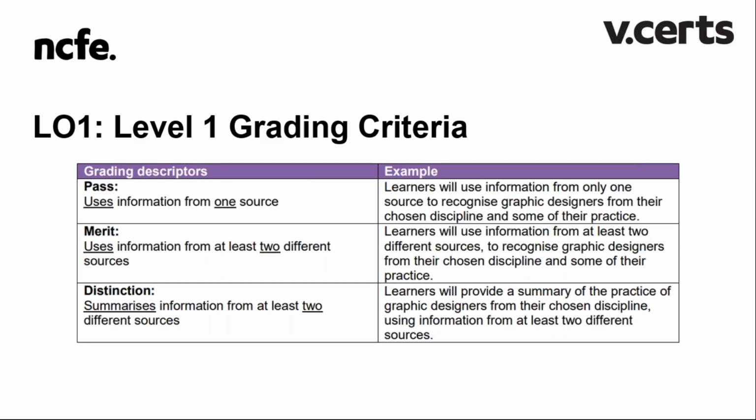So here we can see the level 1 assessment criteria. Again, important to note here that the focus is on learners using information from different sources, so at least one for a pass, rather than explaining the characteristics of design practice, because that is a requirement for level 2. For a merit, there must be evidence of 2 different sources, and at distinction, they must also summarise information as well as use 2 different sources. And again, encouraging learners to reference these sources is good practice.